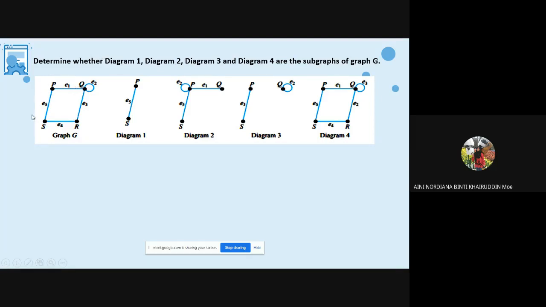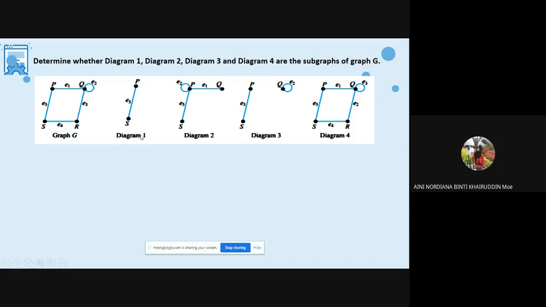Contoh ni graf G tadi kan. Graf G, so soalan dia determine whether diagram 1, diagram 2, diagram 3 and diagram 4 are the subgraph. Macam mana you nak identify subgraph? Contoh diagram 1. Tengok sini ada vertex P and S. Dekat graf G pun ada P and S. Lepas tu ada E5 sini. Sini pun ada E5. So kalau bentuk tu sama dengan graf G, tak kisahlah mana-mana bahagian pun, so itu kita panggil subgraph.